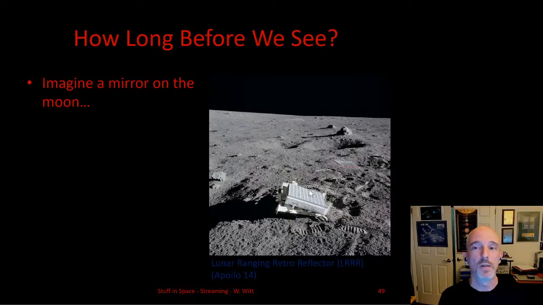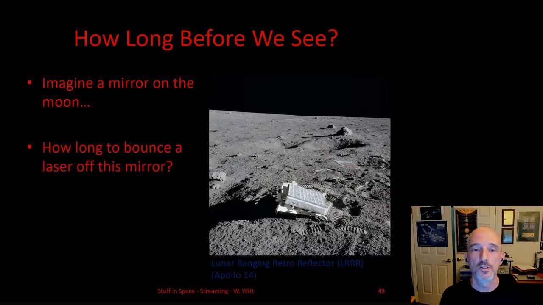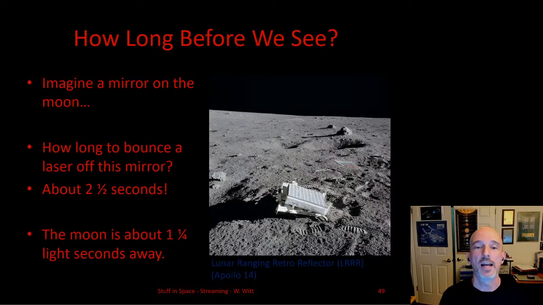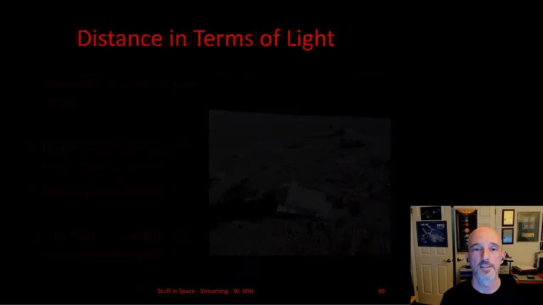So now we're going to bounce a laser off this mirror. From the moment I turn the laser on, how long will it take until the laser beam has come back down? It turns out that will take about 2.5 seconds. So that means the moon is about 1.25 light seconds away. It takes the laser beam 1.25 seconds to get up to the moon, then it bounces off that mirror, and another 1.25 seconds to come back down. So now we can express the Earth-Moon distance in terms of light, and it's about 1.25 light seconds.